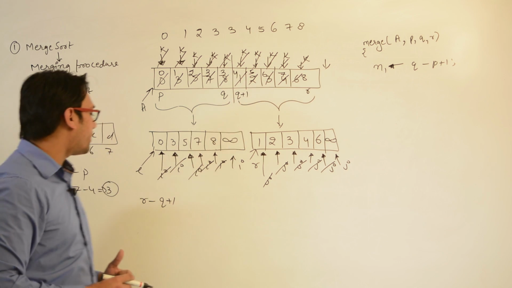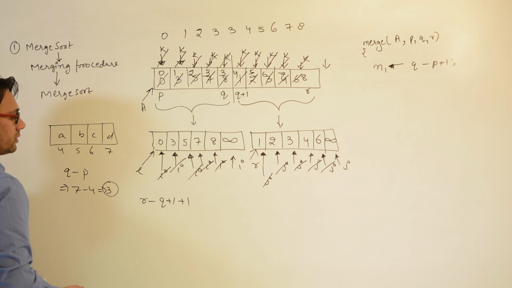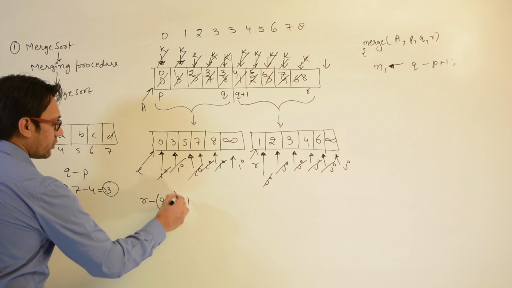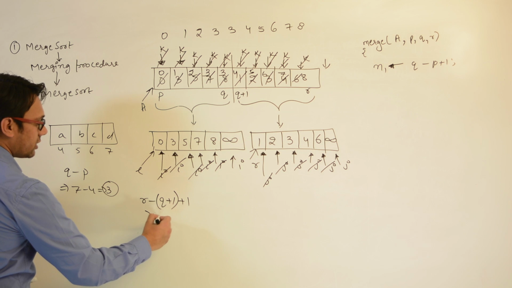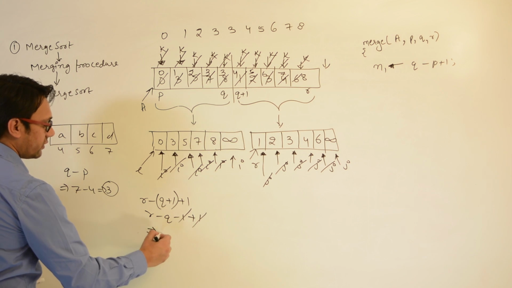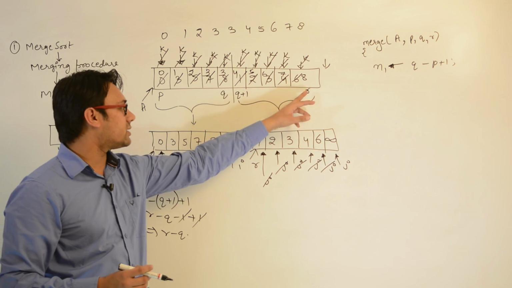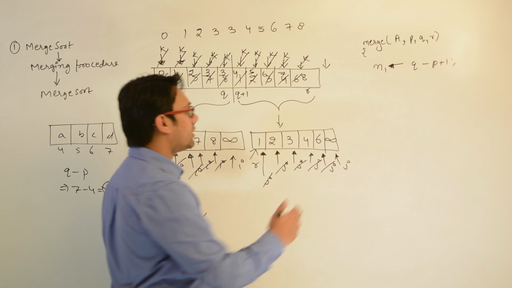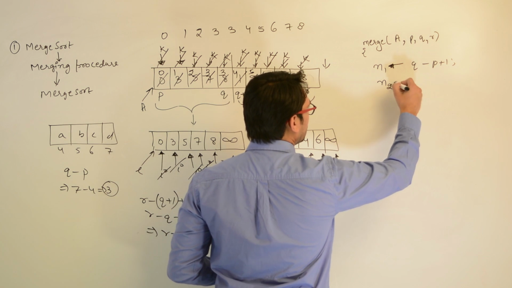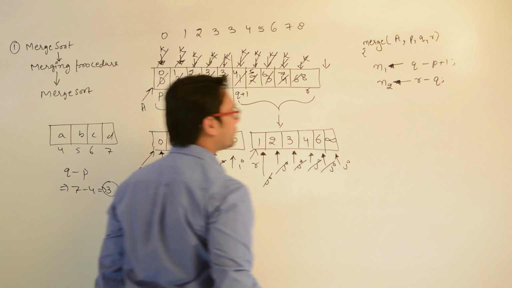So to get the original number of data items, you have to add plus 1 here. Sorry, you have to add plus 1 here, then this will become R minus Q minus 1 plus 1, and 1 to 1 cancel, so therefore this will be R minus Q. That means if you want to get the number of data items in this case, then it will be R minus Q. So we have a number which is N2, which is going to store R minus Q.